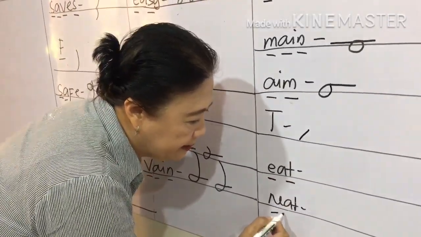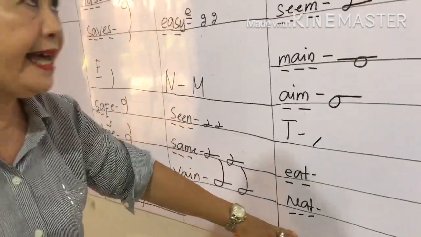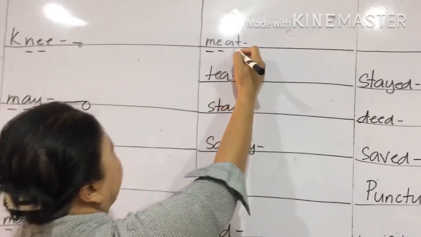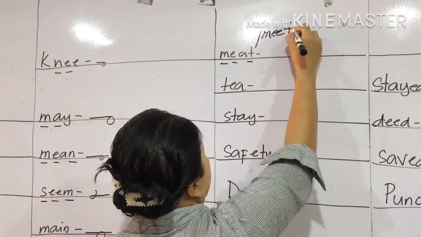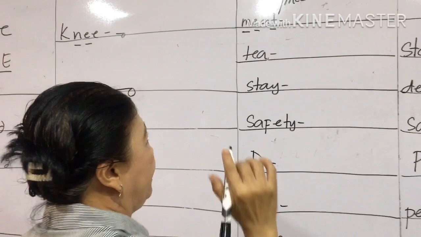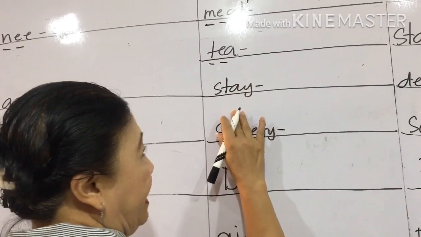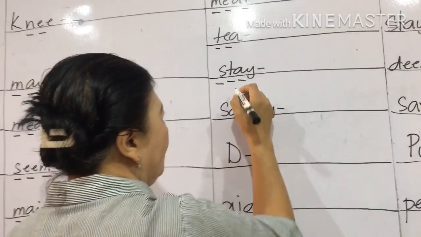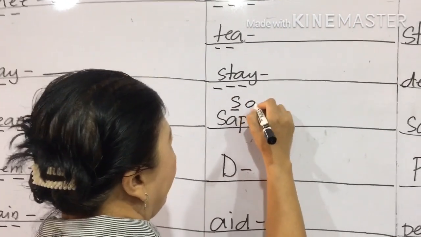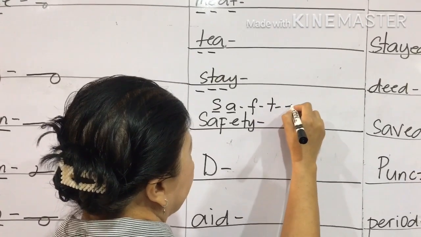Knit, we have N, E, and T. We can also use the word as net. For the meat, we have M, E, and T. You can also use it as meat. Same pronunciation but different meaning. Then for the word tea, we have T and E. Stay, we have S, T, and A. For the safety, we have S, A, F, T, and E.